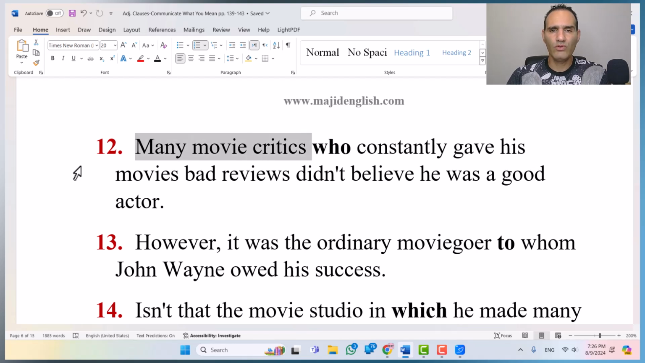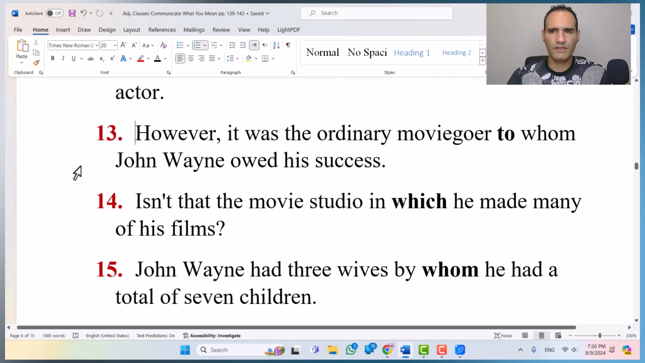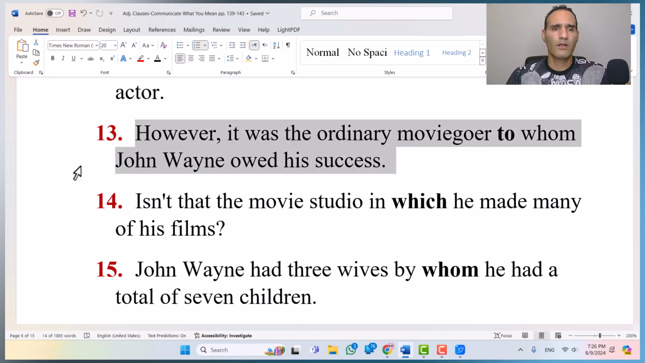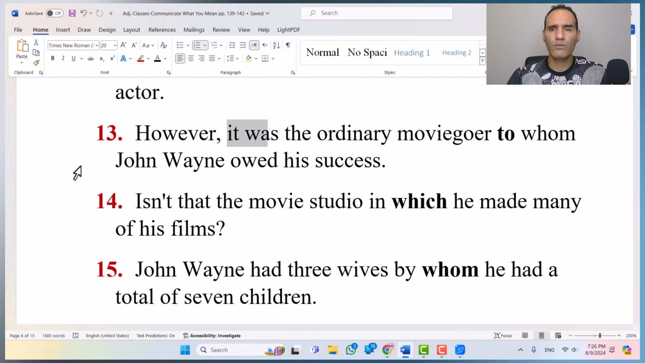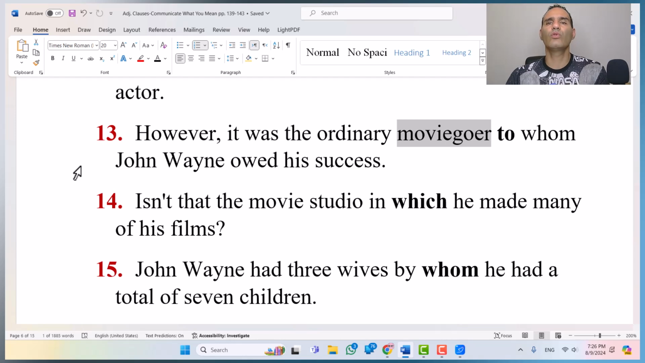Number 12. Many movie critics, subject, who constantly gave his movies bad reviews, didn't believe he was a good actor, so cannot be reduced. Number 13. Again, the same story, relative pronoun preceded by a preposition. However, it was the ordinary moviegoer to whom John Wayne owed his success. Moviegoer is somebody who regularly goes to the movies or to cinema.